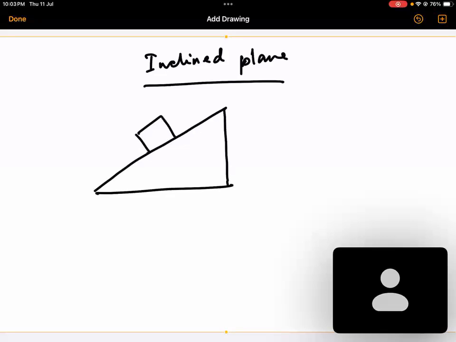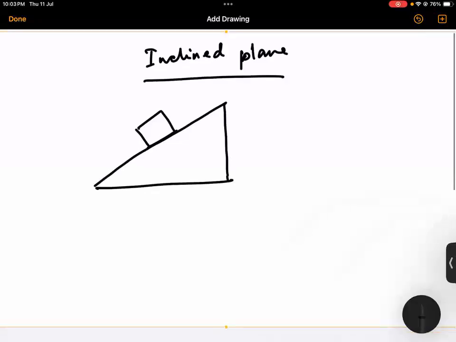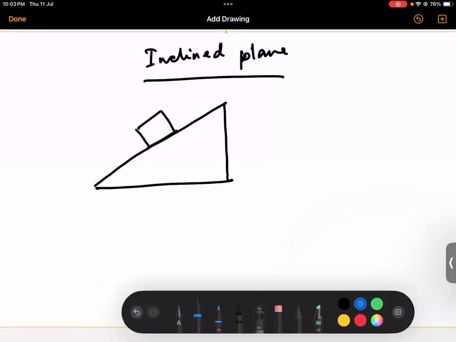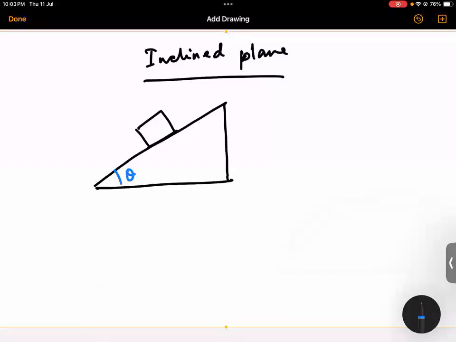suppose this is a body. Now, in this case, a body is kept on an inclined plane. This is theta. And always your mg will be acting in the downward direction.